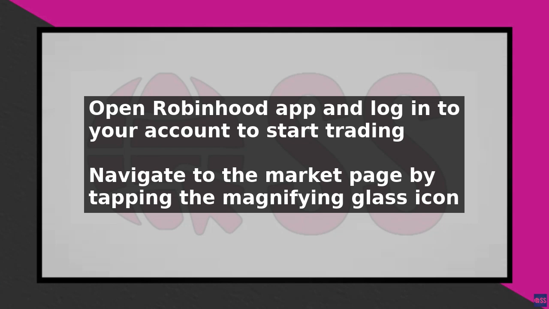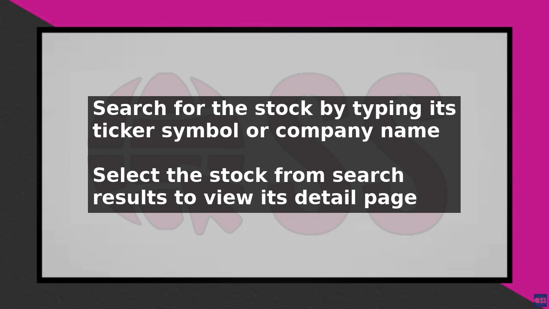Next, search for the stock you want to trade by typing its ticker symbol or company name in the search bar. Select the stock from the search results to go to its detail page. On the detail page, you will see the current price of the stock, as well as other relevant information such as the daily high and low, and the trading volume.